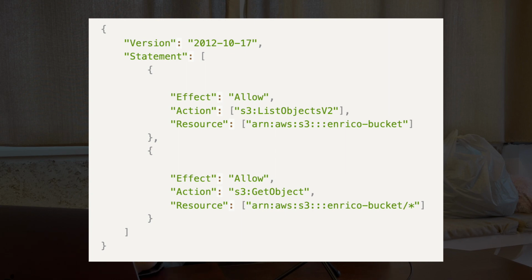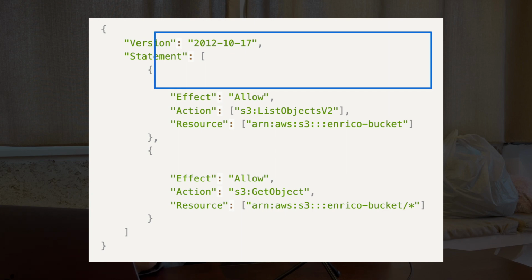As you can see, the first one has effect Allow. The action is called s3:ListObjectsV2. And the resource is an ARN with S3 and a bucket name, which in this case is Enrico bucket. As you can see directly, the effect is Allow and the action is on the AWS S3 service. So of course here it is saying give permission to list the objects in this specific resource, which is Enrico bucket.